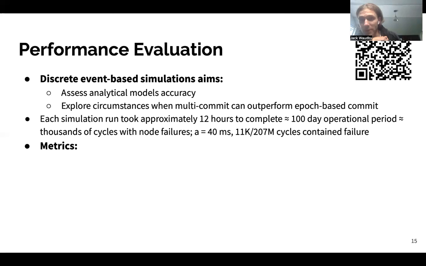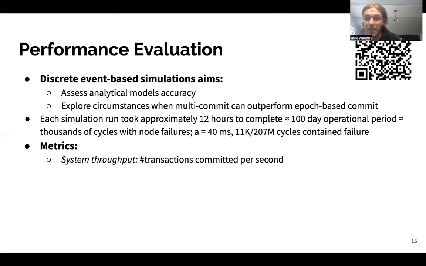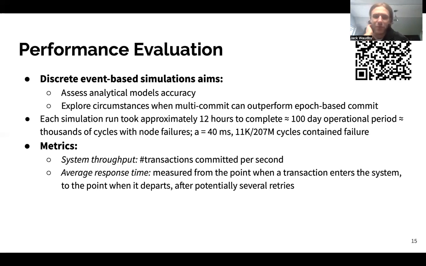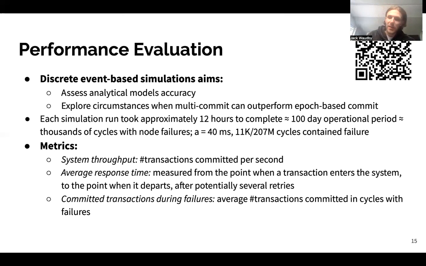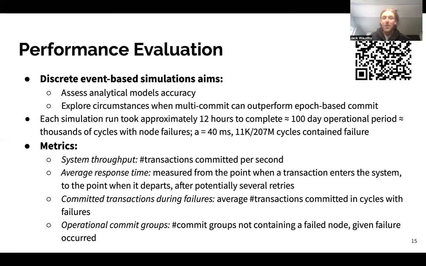We looked at the following metrics: the system throughput, so the committed transactions per second; the average response time, which was measured from the point at which a transaction enters the system to the point at which it departs, potentially after several retries. We then looked at the committed transactions during failures, which is a really important metric for determining whether multi-commit is giving us any benefit, and this counts the number of transactions committed in cycles when failures occur. And we also looked at the number of commit groups that formed when a given database node failure actually occurred.